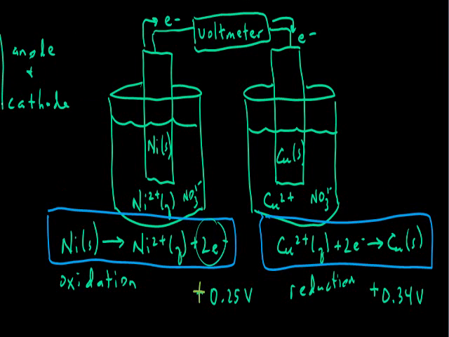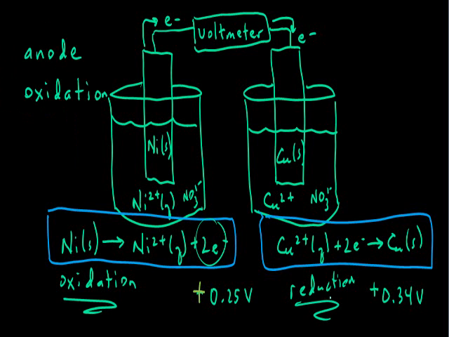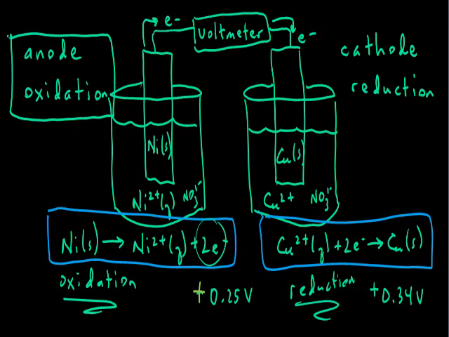To label the anode and cathode in our electrochemical cell, we also have to look at the location of oxidation and reduction, as these will determine the location of our anode and cathode. The anode is always going to be identified as the location where oxidation takes place, whereas the cathode is always going to be the location where reduction is occurring. So in this electrochemical cell, our anode will be located by the nickel, and our cathode will be located at the copper.